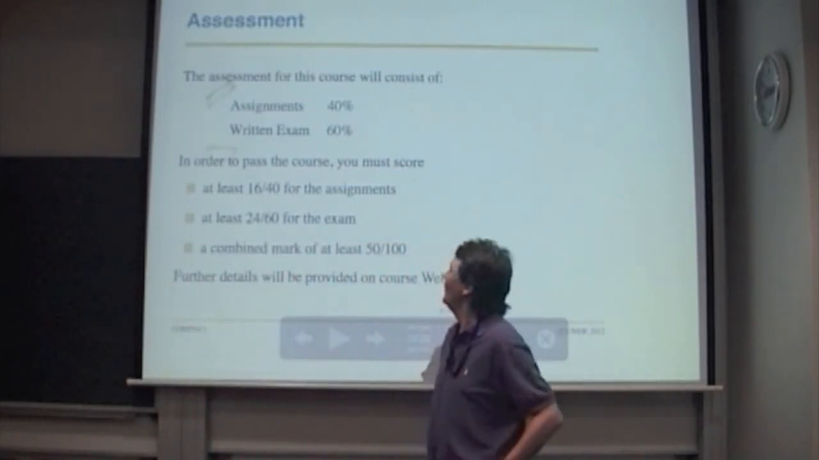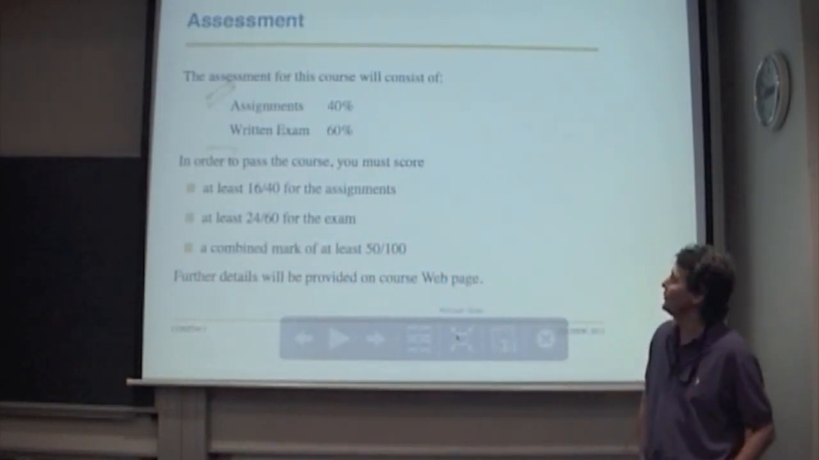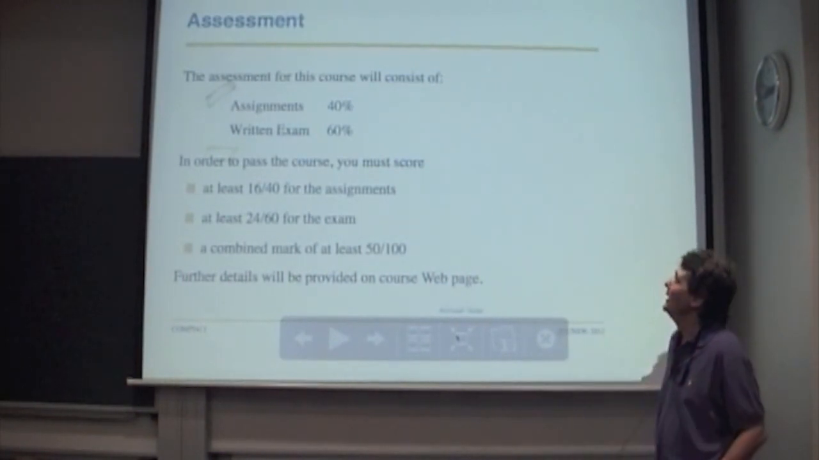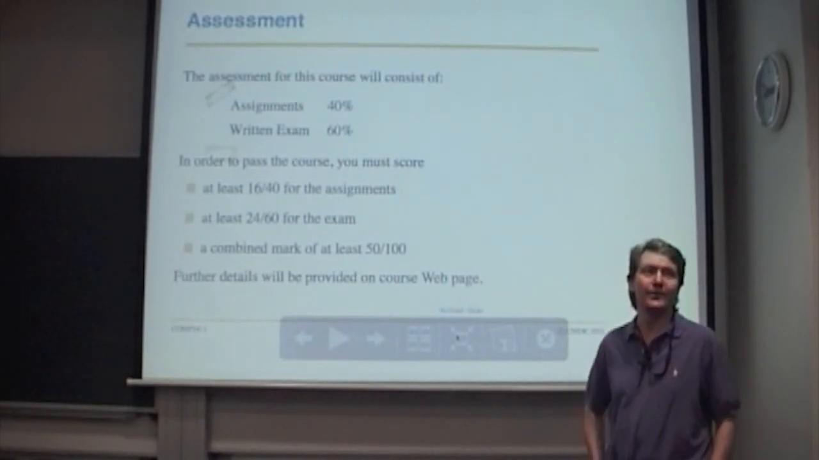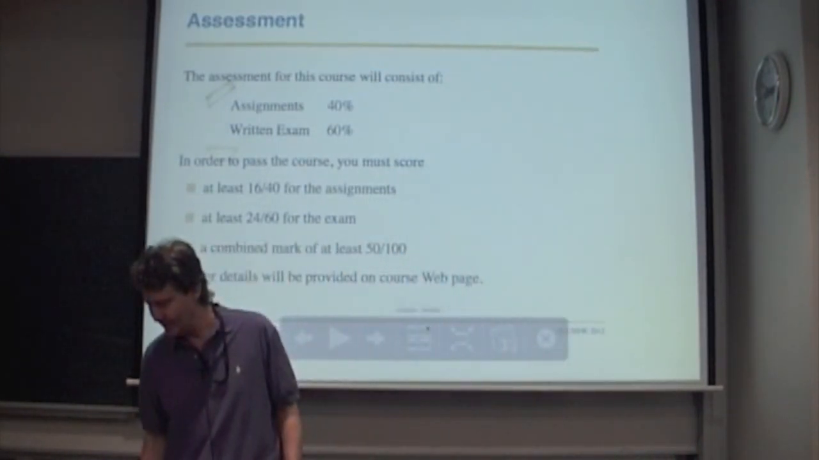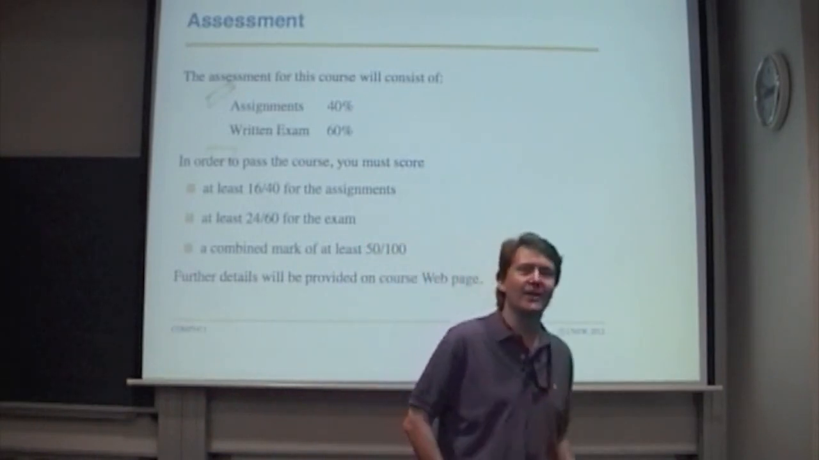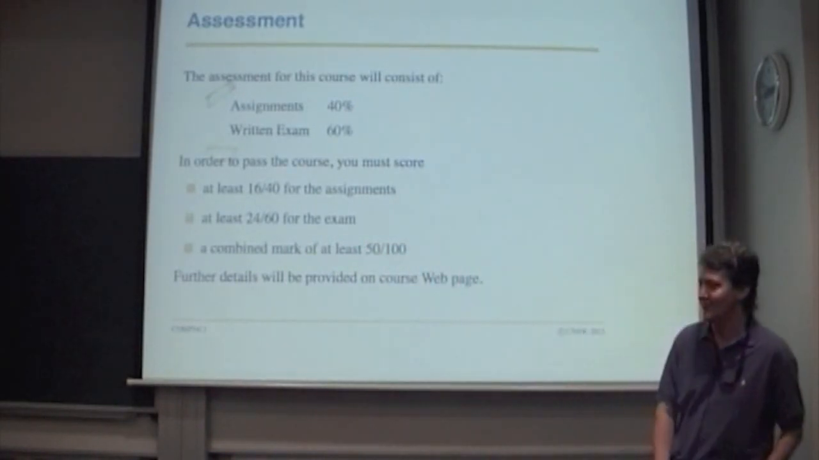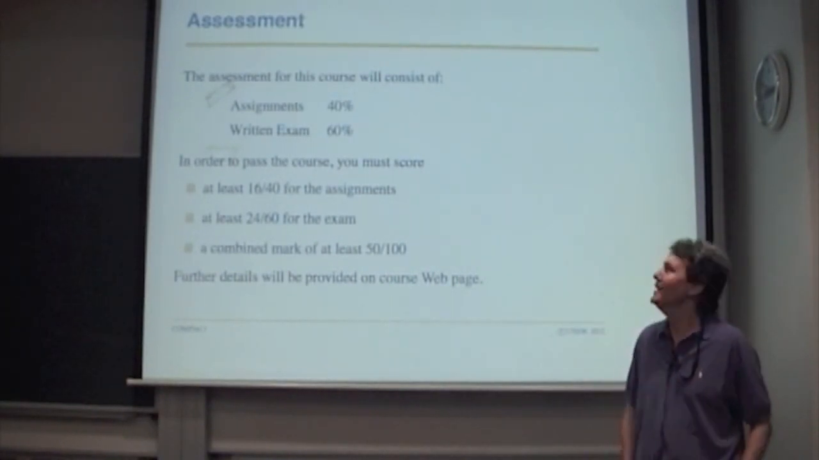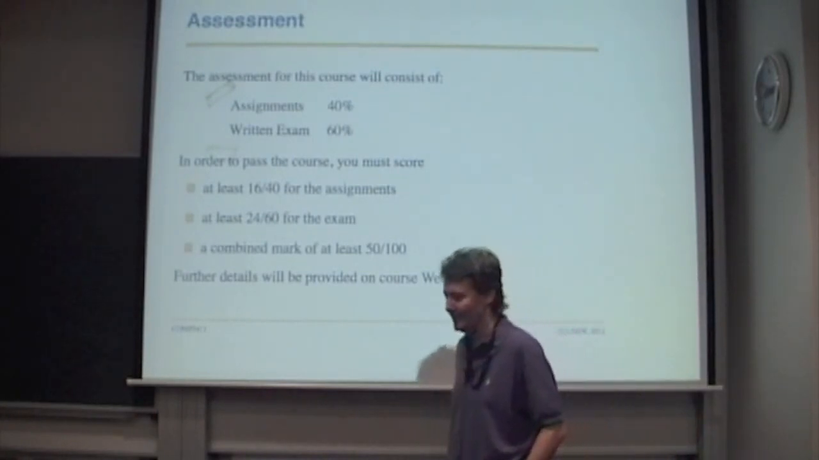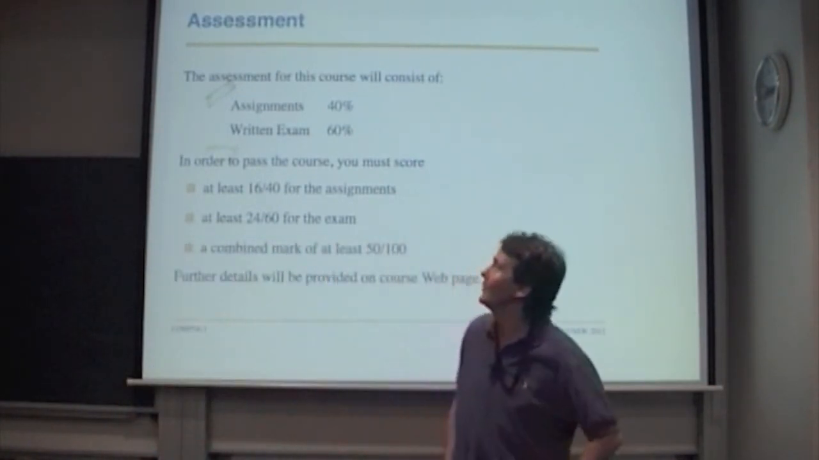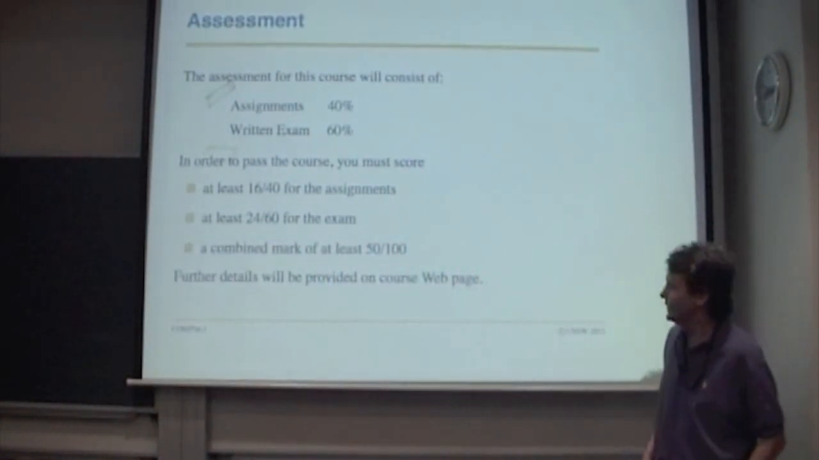So the assessment for this course: there's going to be 2 or 3 assignments during the course that will add up to a total of 40%, and the written exam will be the other 60%. I'll say a little bit more about the assignments as we go along. We've experimented with various different topics for the assignments over the years. Last year we had a pretty heavy emphasis on robotics. This year we're going to try to move away from that probably. We might have a small assignment on robotics, but probably not the major assignment.